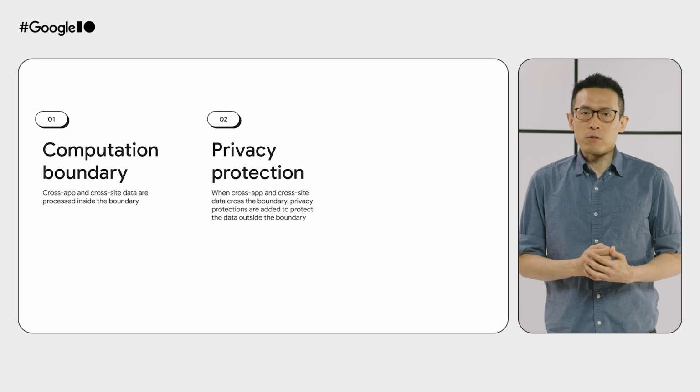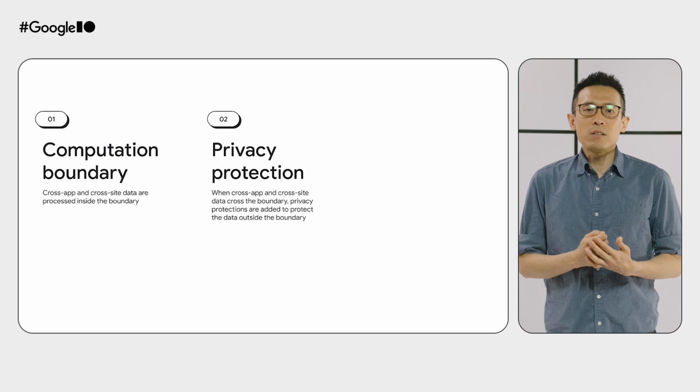Distinguishing computation boundaries and privacy protections help us determine where the cross-app or cross-site data processing occurs and how that data should be protected as it leaves the boundary. Using TEEs to extend the computation boundary beyond the device opens up a new option for providing private and useful data.